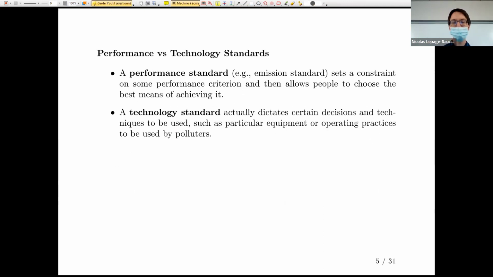So there are generally two sorts of standards that we can have. Performance standards, for instance, emission standards. That sets a constraint on some performance criterion and then allows people to choose the best means of achieving it. So you just say you cannot emit more than this amount, and you comply with that however you like.